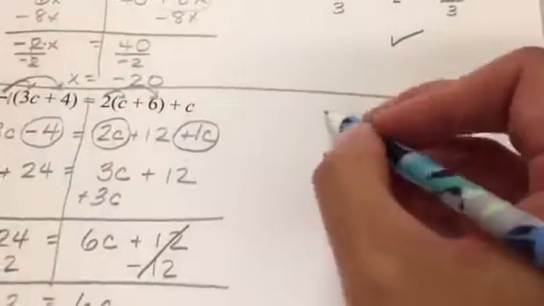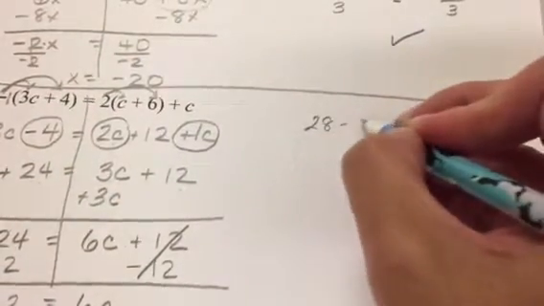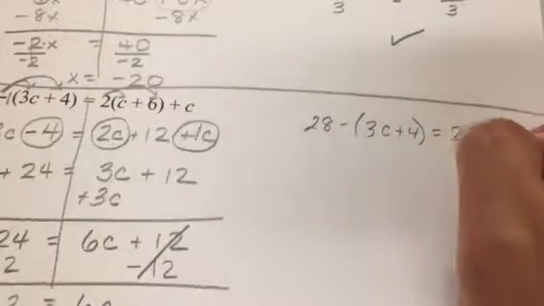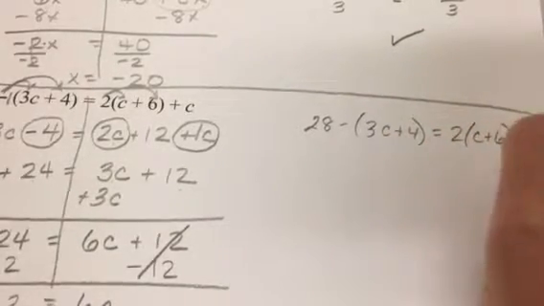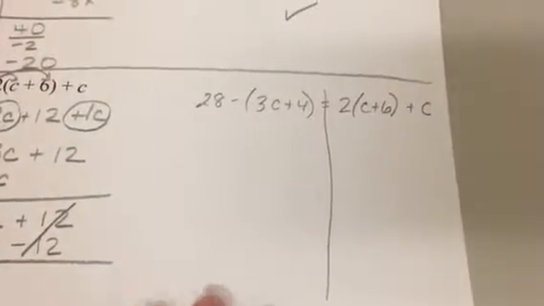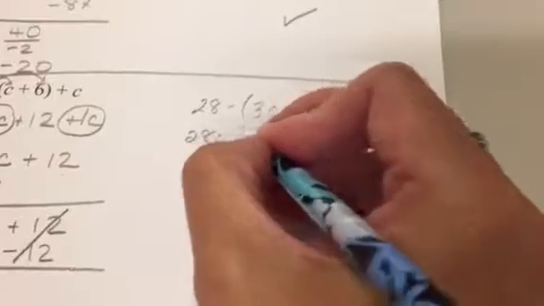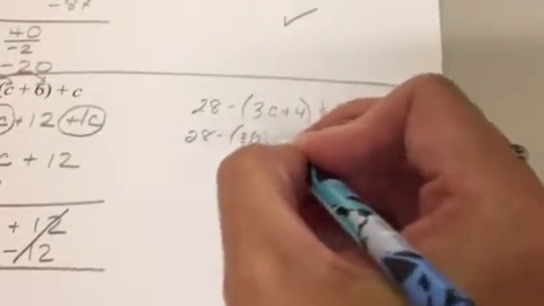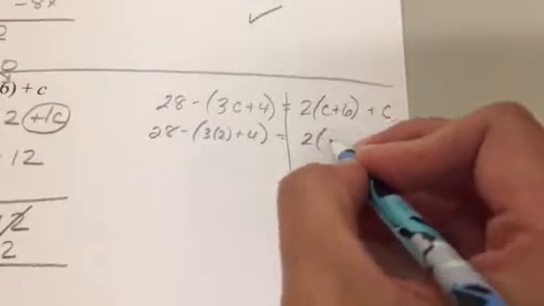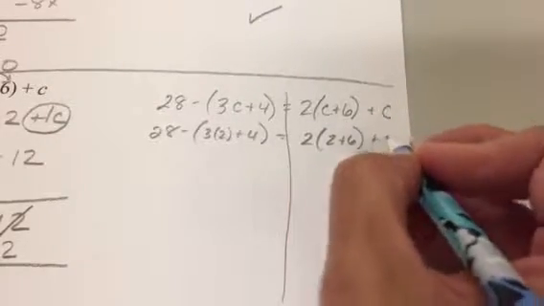Quick check, you're going to rewrite the original. 28 minus 3 times the quantity c plus 4 should be equal to 2 times the quantity c plus 6 plus c. Now I'm going to substitute my answer of 2 in. 3 times 2 plus 4. And then over here, 2 plus 6 plus 2.